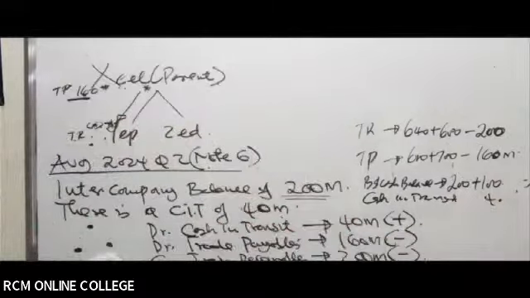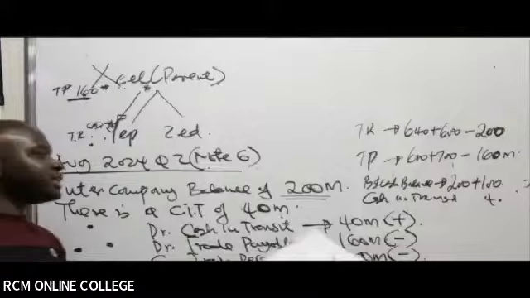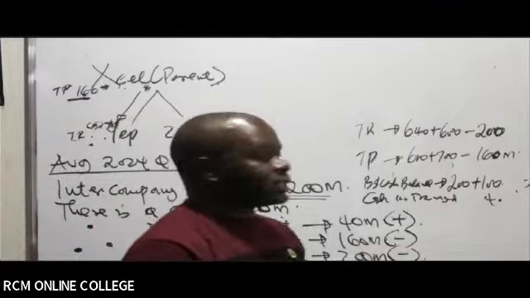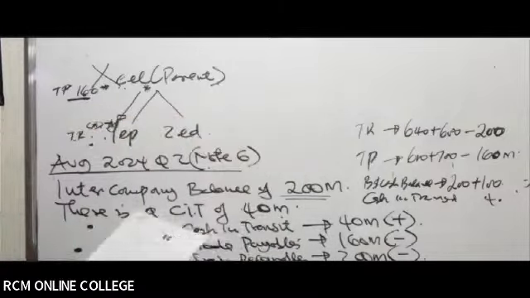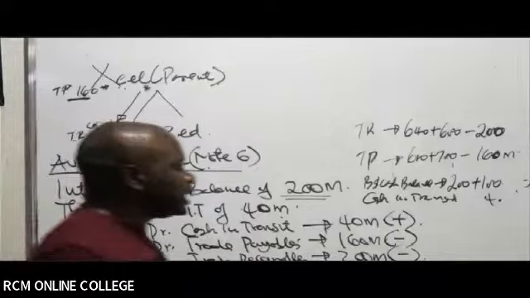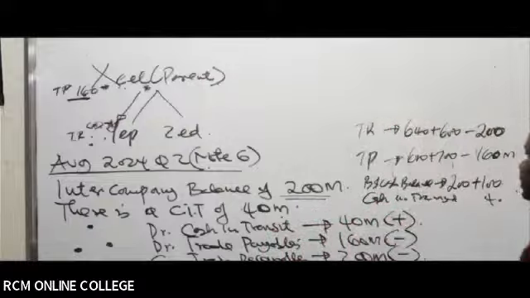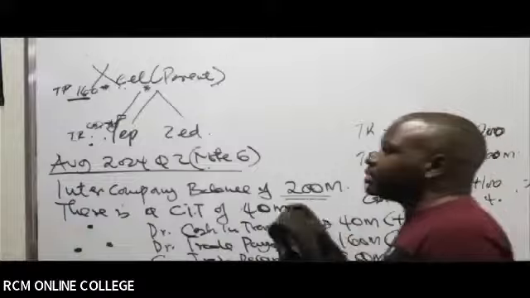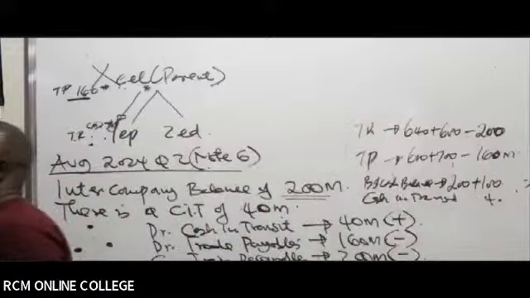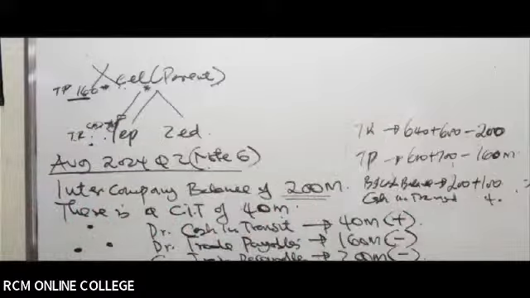So now we make the adjustments in the final accounts. This one is usually very easy to adjust, especially once you've mastered it. It doesn't have the complications of the URP one. Debit trade payables, credit trade receivables. In fact, you can do it even without a working.